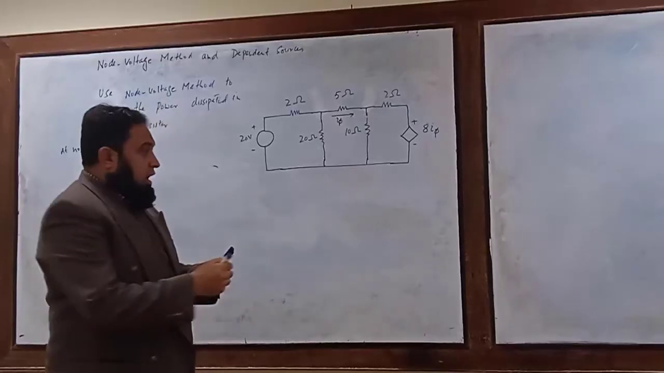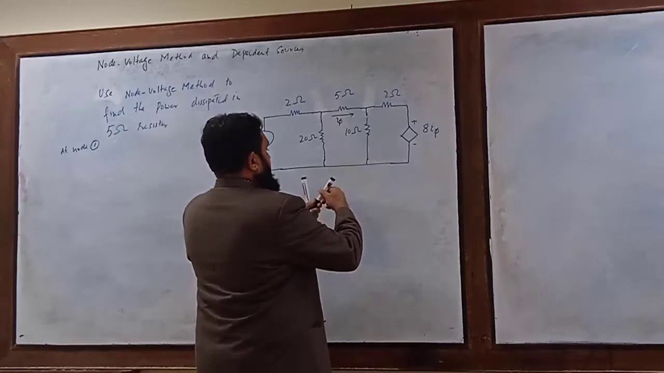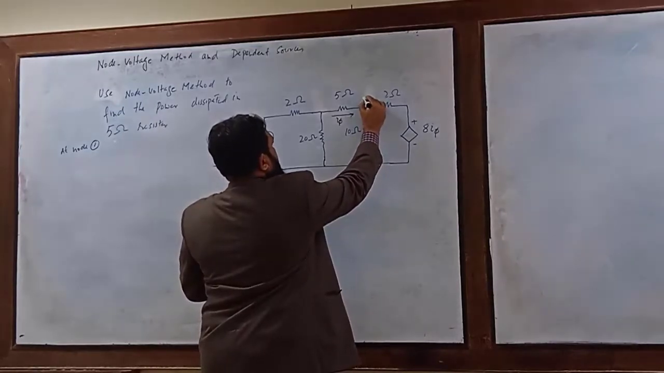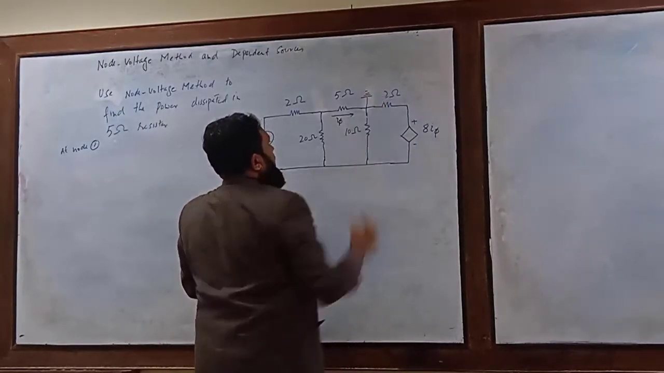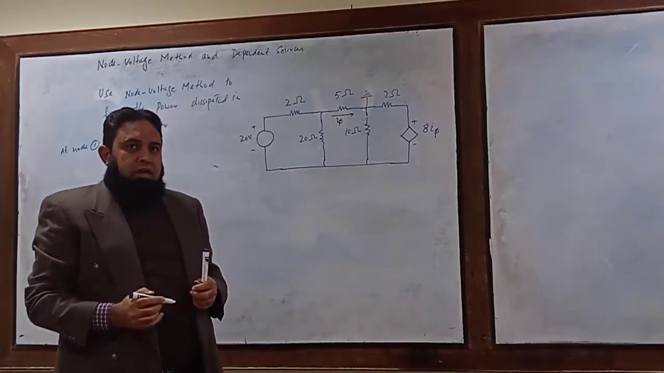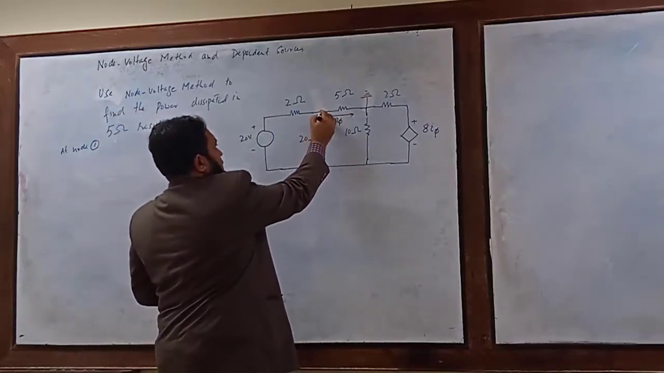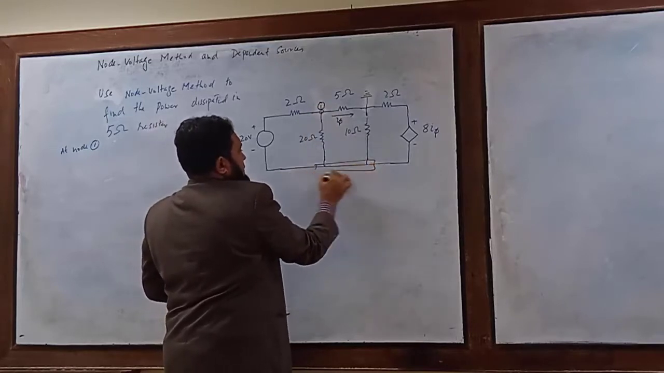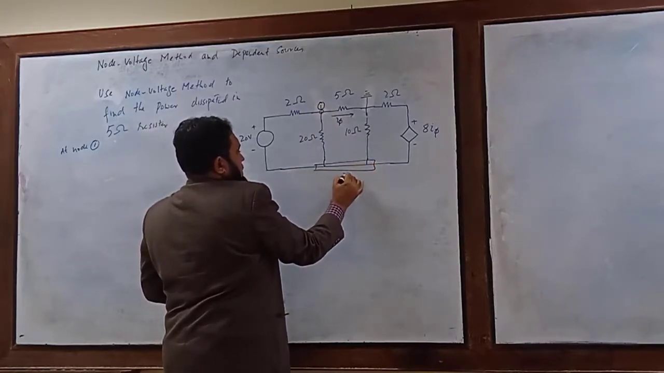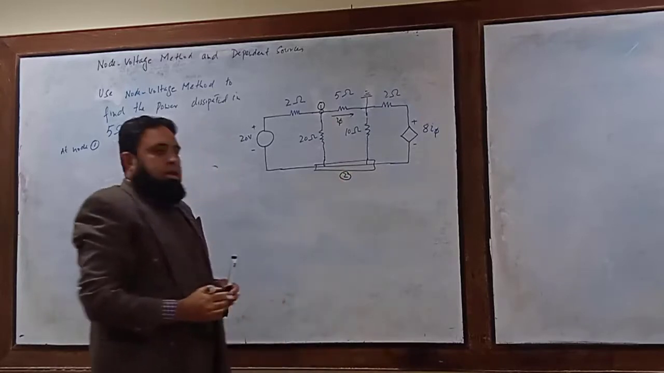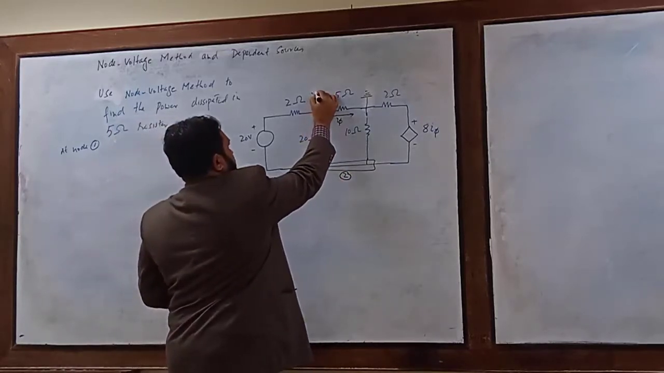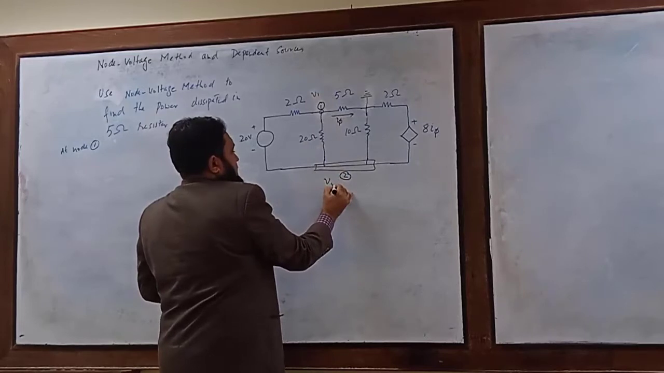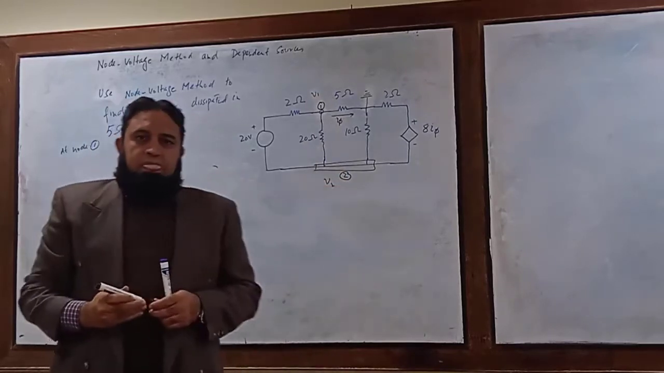So now let's assume that we use this as the reference node. Again, we have two essential nodes. This is node number 1, and this is node number 2. The voltage here is V1, and the voltage here is V2.